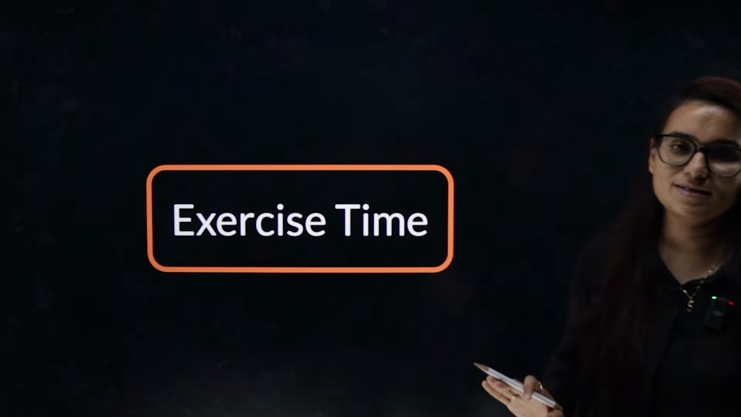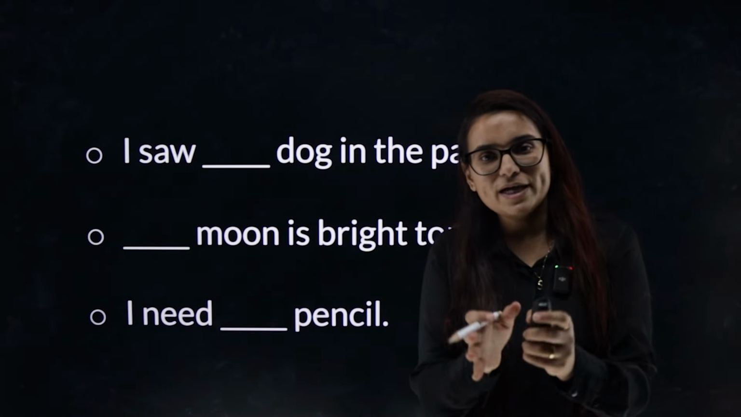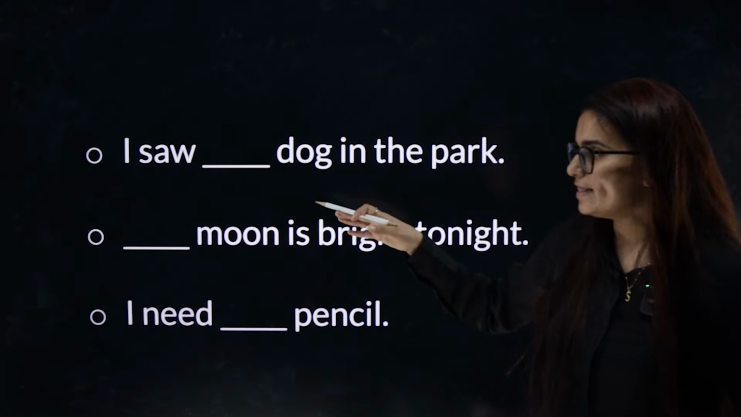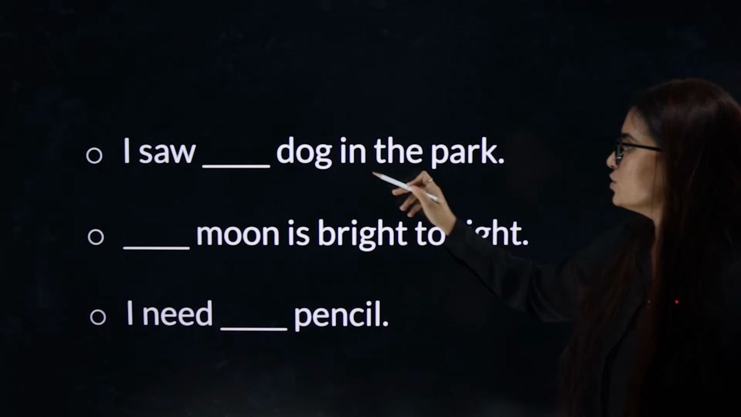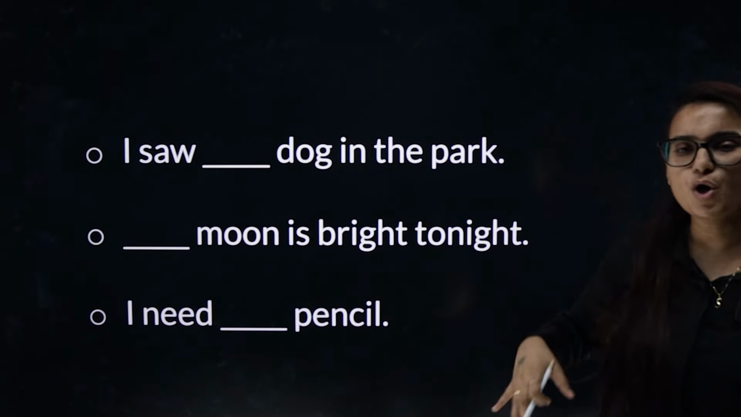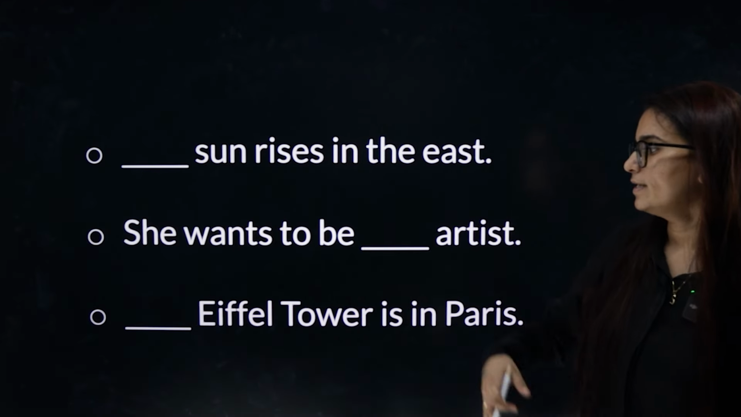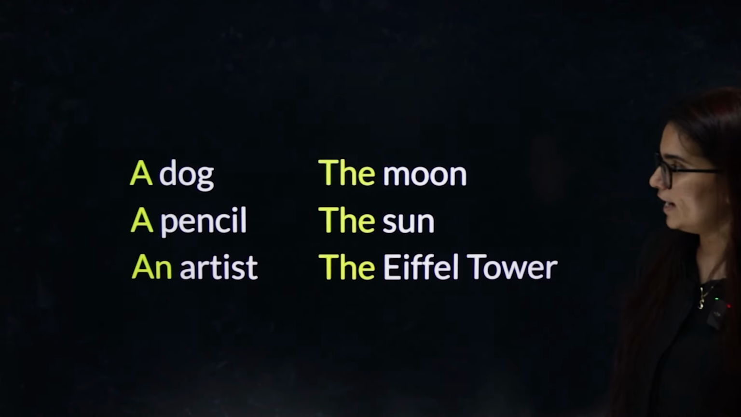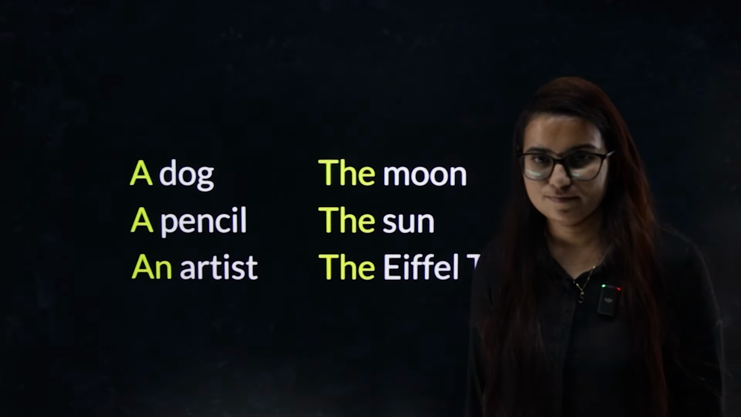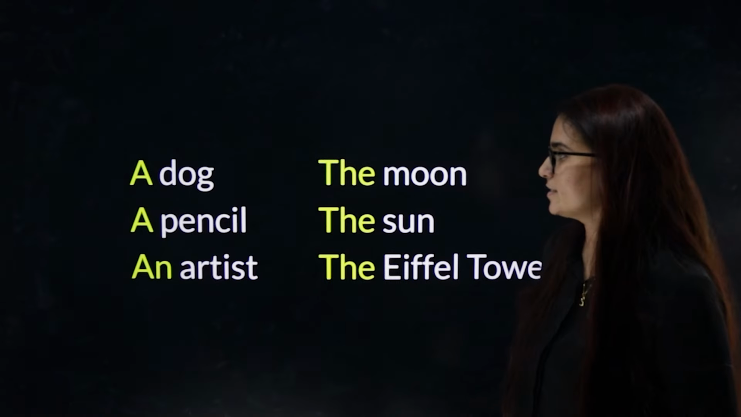Finally, we have exercise time for you. There are a few questions on your screen. You get 1 minute to solve this, then pause the video, do this exercise and then check the answer. I saw dog in the park. I'm not going to solve it for you. You can pause the video and do it. The next three are on your screen again. And there are your answers. I hope you have paused the video. If not, you can go back and check the exercises again.